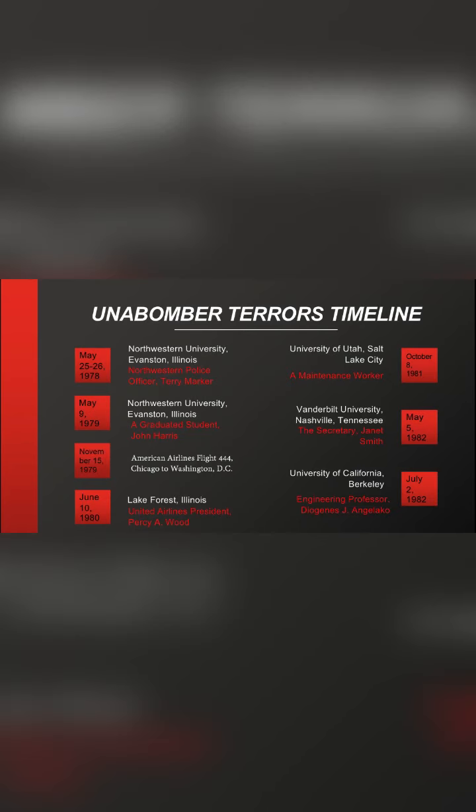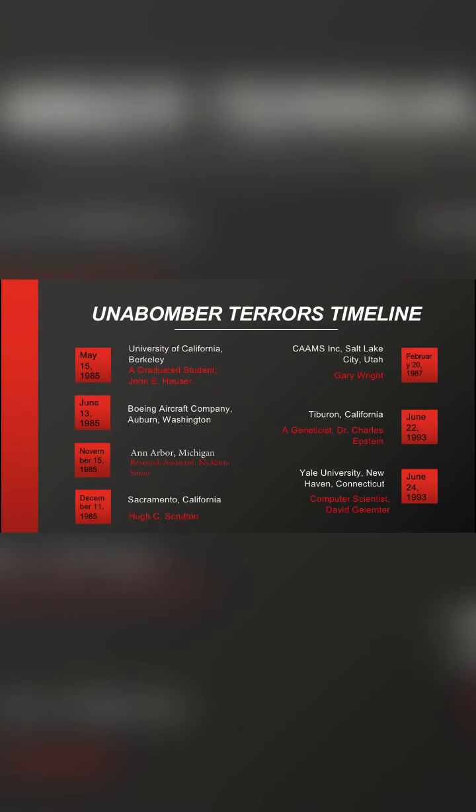Unabom stands for University and Airline Bombing because he initially targeted colleges and aircraft companies. The bombs came disguised as ordinary packages addressed to anyone from professors to CEOs. So here is the Unabomber terrorist timeline. He started in 1978 and never stopped until 1987, and started again in 1993.